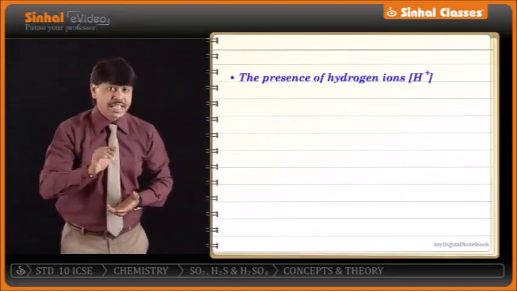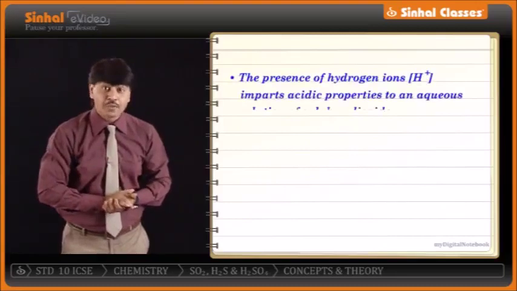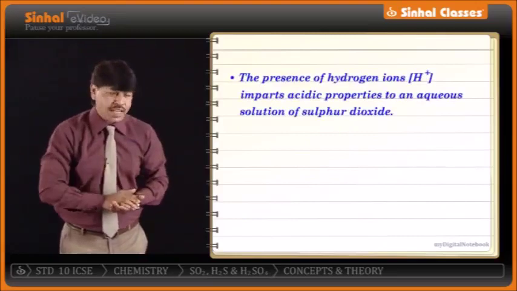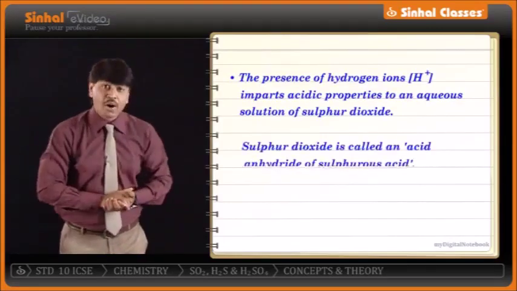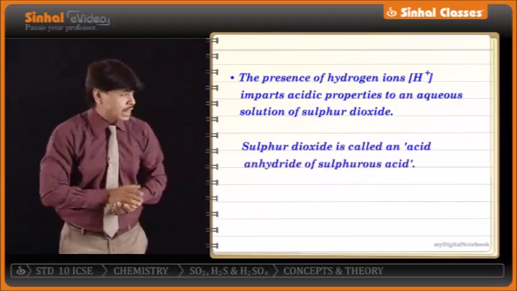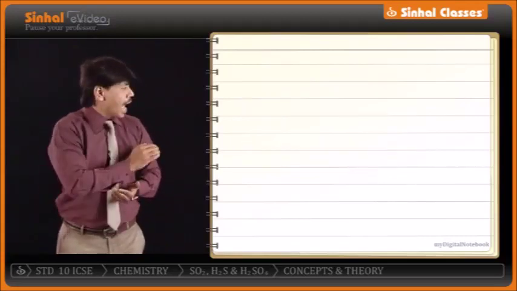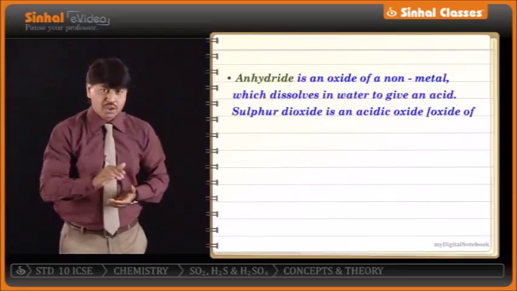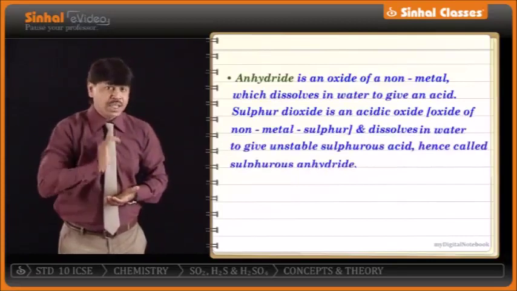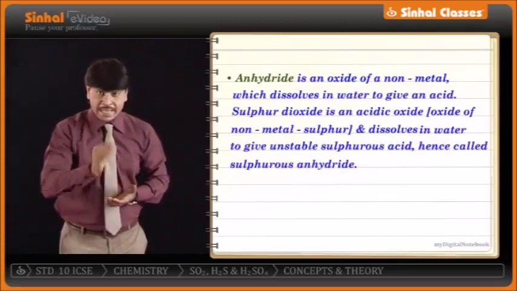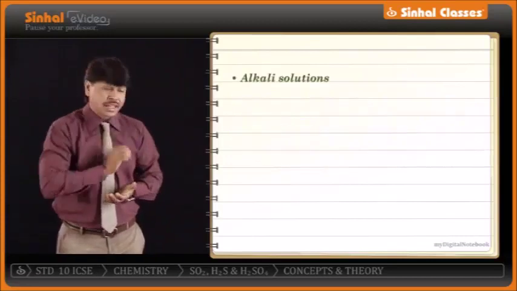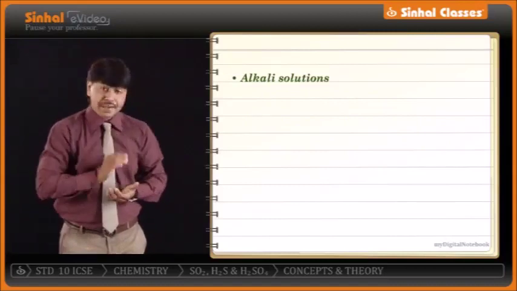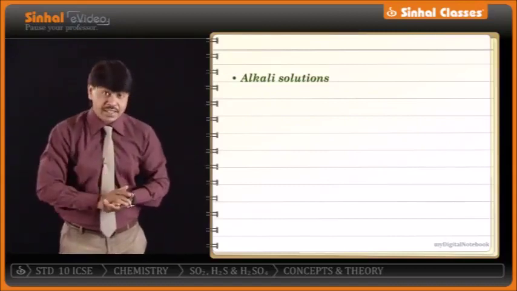The presence of H+ indicates the acidic nature of sulfur dioxide. Not only that, sulfur dioxide is also called the acid anhydride of sulfurous acid. Now what is an acid anhydride? An anhydride is an oxide of a non-metal which dissolves in water to give an acid. This acidic nature of sulfur dioxide can be proved by its reaction with any alkali solution, carbonate solution, or basic oxide. Let's take an example and understand this.